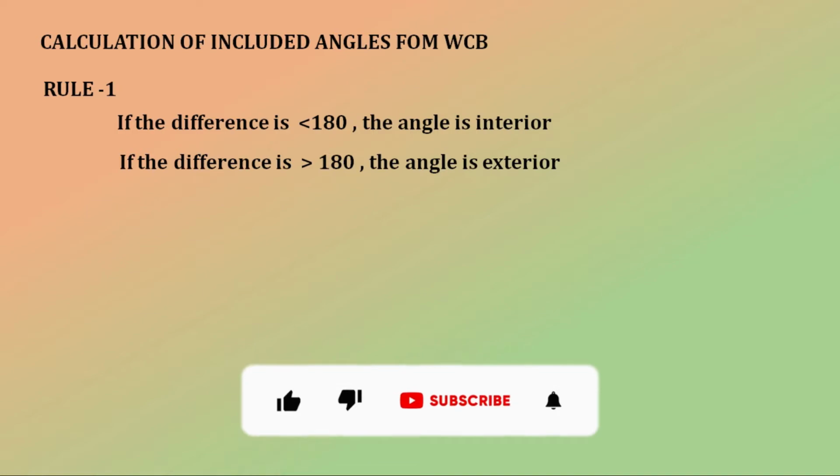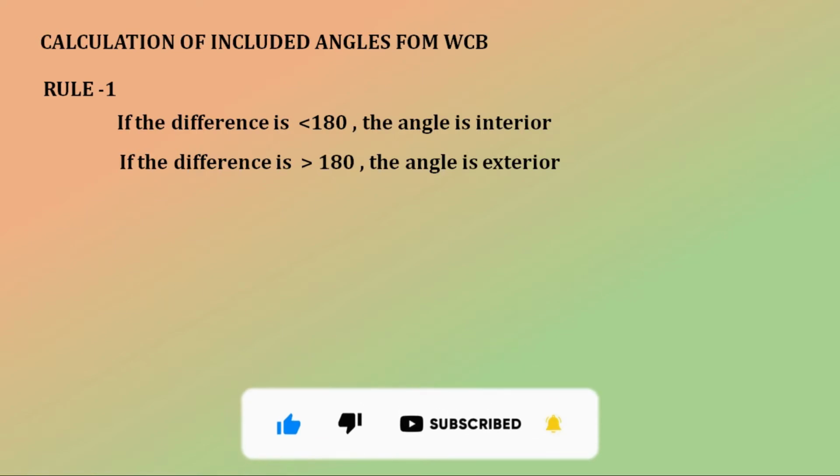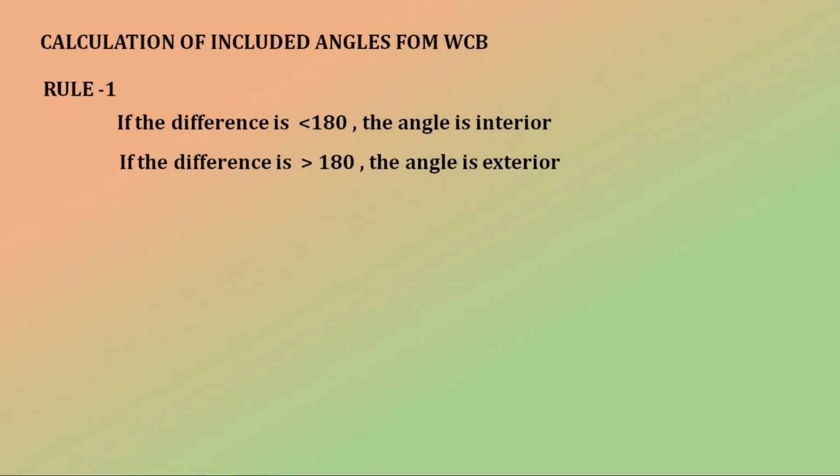There are a few rules. If the difference between the angles is less than 180, it means if you deduct forebearing and backbearing, and the reading is less than 180, you can consider that angle as an interior angle, and if the difference is greater than 180, that angle will be an exterior angle. This is rule number 1.